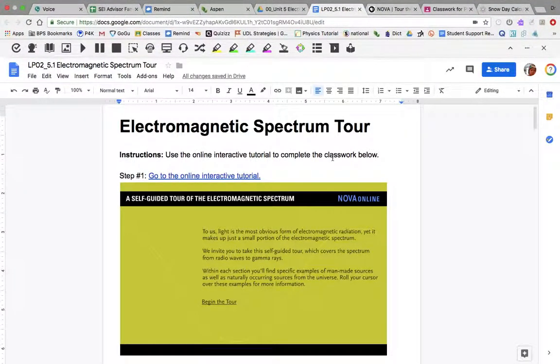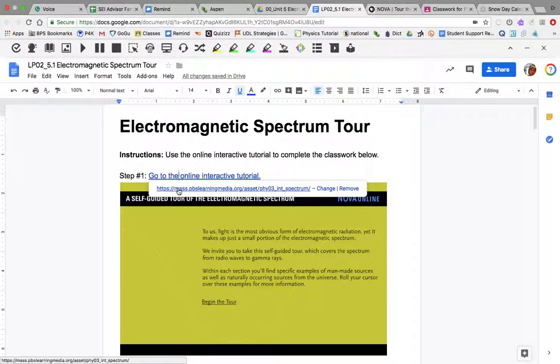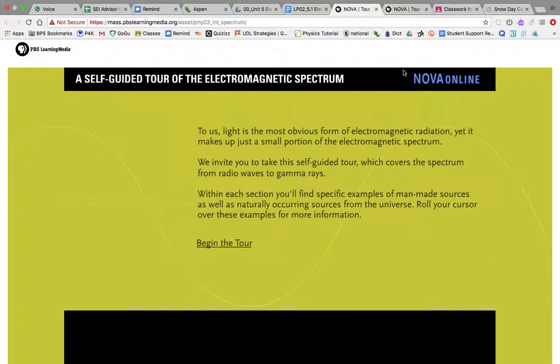Okay, so for this activity, we're going to take a tour of the electromagnetic spectrum, and we're going to go to this website here. You might have problem getting on. Just click this and click Load Unsafe Scripts, and you should start here. So this presents the electromagnetic spectrum.